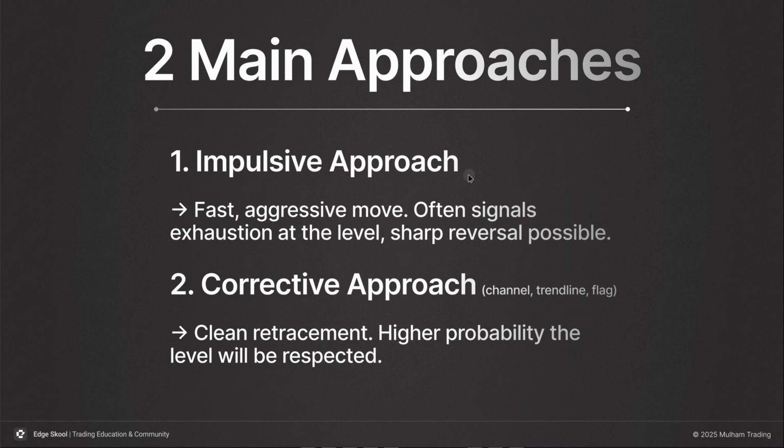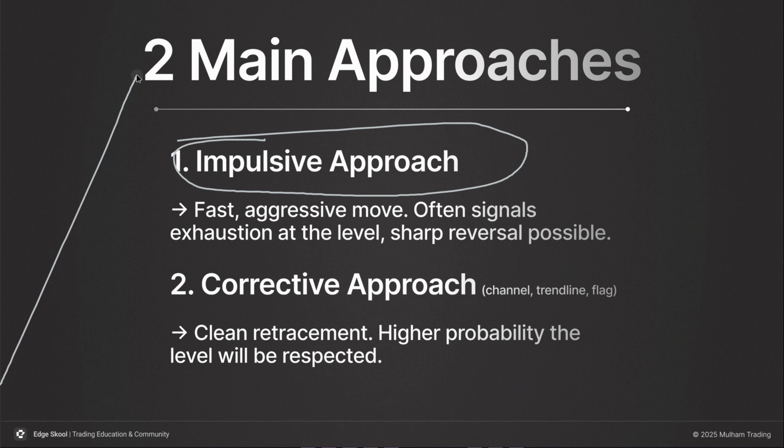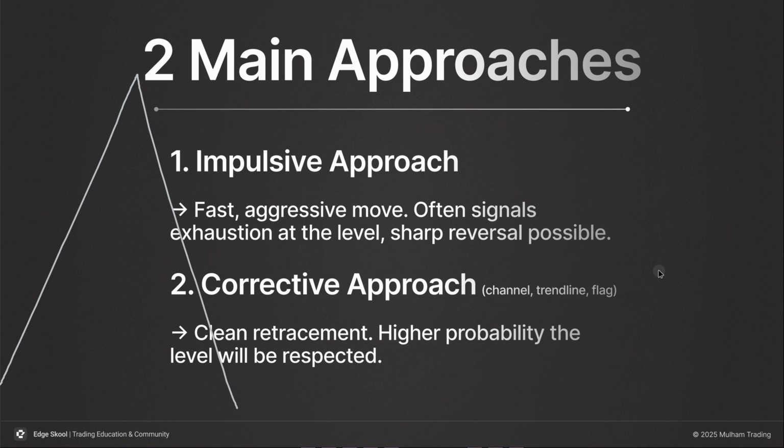Now, we do have another type, which is the corrective approach. It could be a channel, a trend line, or a flag, okay? That is a clean retracement. For me, it's a higher probability that the level will be respected, but in another way. So it's not going to be the same as the impulsive approach where price reverses aggressively. It's going to be in a different way, and I'm going to teach you this in the examples.